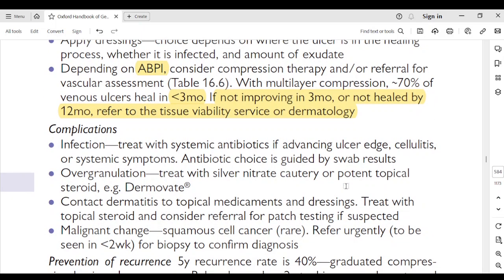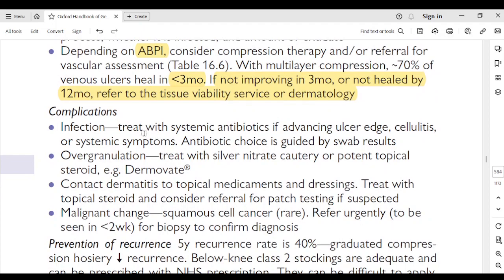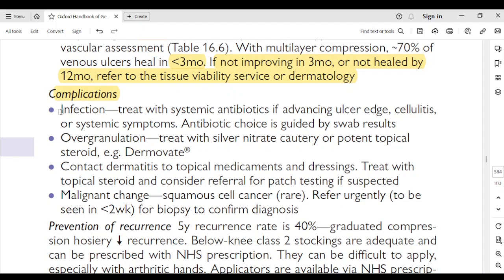So, if the ulcer is not improving in 3 months with multi-layer compression bandages, or not healed completely by 12 months, refer for tissue viability services. Complications of ulcers: infection. Treat with systemic antibiotics if advancing ulcer edge, cellulitis or systemic symptoms. Antibiotic choice is guided by the swab results.